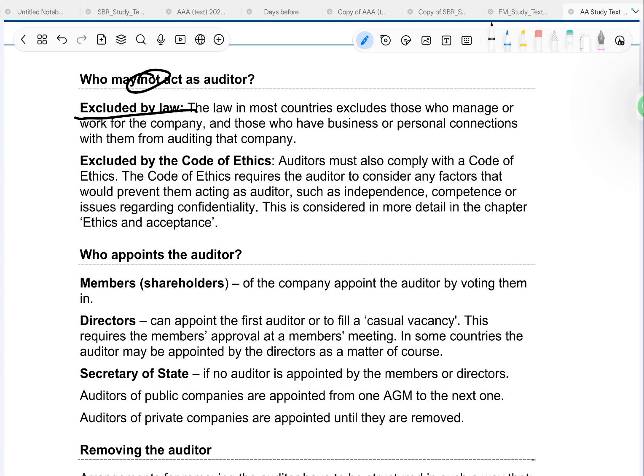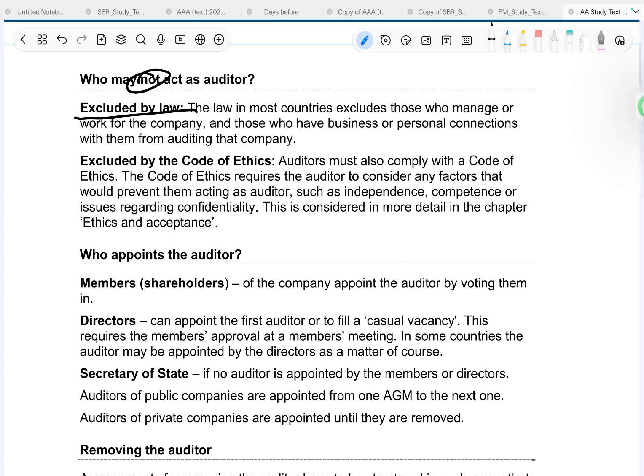Now, apart from the law, auditors must also follow something very important: the code of ethics. The code of ethics requires auditors to think carefully about whether anything might prevent them from accepting an audit engagement. For example, the auditors must consider issues like independence. Are they truly objective? Competence. Do they have the skills and knowledge to perform the audit? Confidentiality. Can they protect sensitive client information? If any of these ethical principles are threatened, the auditor may not be allowed to act as the auditor.